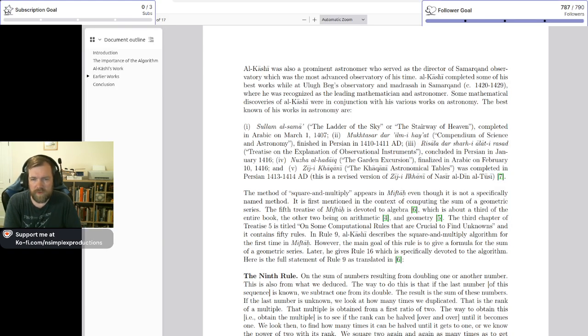The method of square and multiply appears in Miftah, even though it is not specifically named as a method.